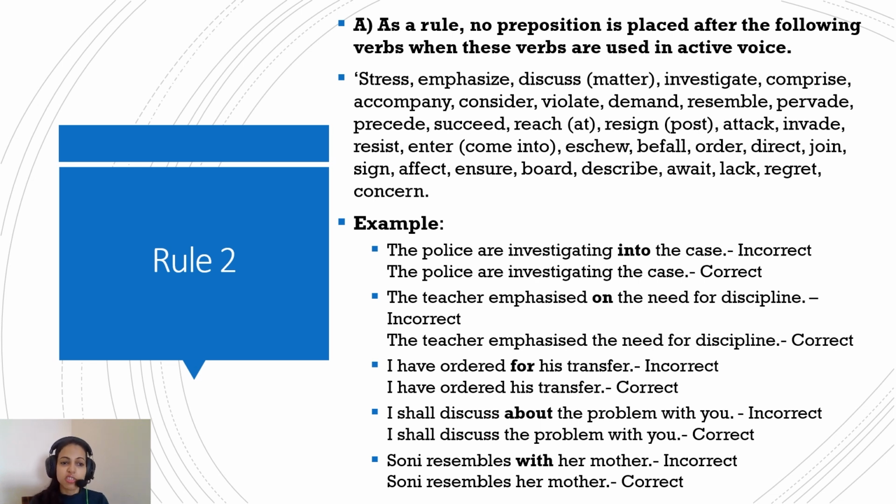So we use the preposition when we see that without it, the connection will not be established. But here, these specific words are already complete and hence they do not need the preposition. Similarly, Sony resembles with her mother. No, resemble itself shows that there is similarity with. So the word with here is repetitive. So, Sony resembles her mother. We do not need the preposition with.